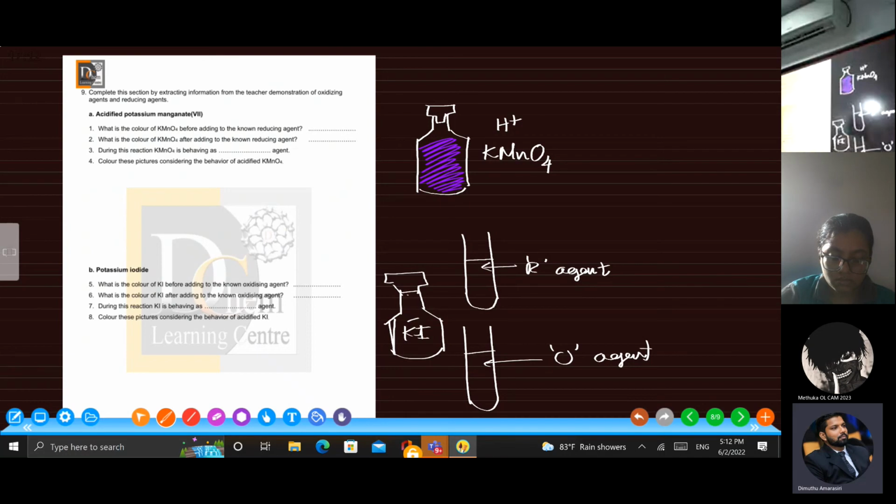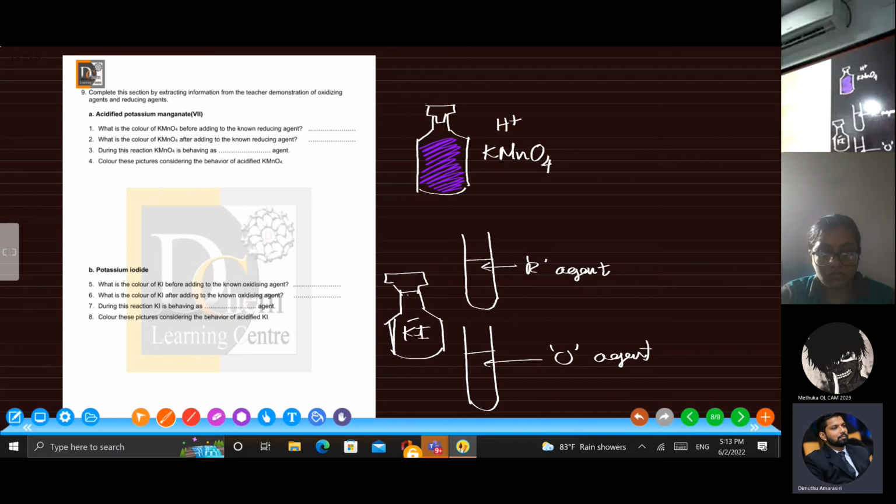The reducing agent's initial color is colorless. Technically, if it reacts with an unknown oxidizing agent, it should give you a yellowish or brownish color. Can you guess why? Potassium iodide is going to give you what? Iodine, right? Solution A is a very strange solution. You will see later why.